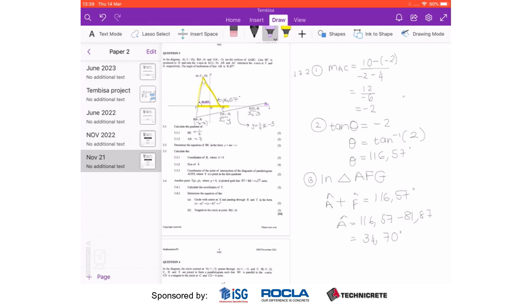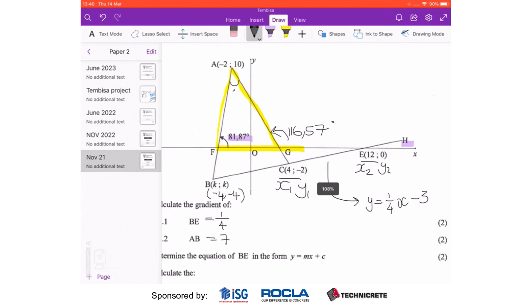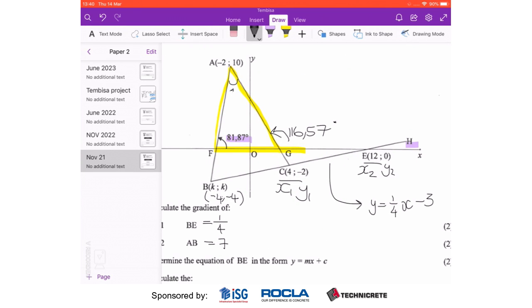4-mark question, so you had to be very careful here. First mark was for finding the angle of AC. Second mark was for tan theta equal to -2. Third mark for your angle, and last mark for your answer. Okay, that's why I wanted to break it down into steps so that you could see the full picture. Okay, so let me just write out my angle here. It is 34.70.